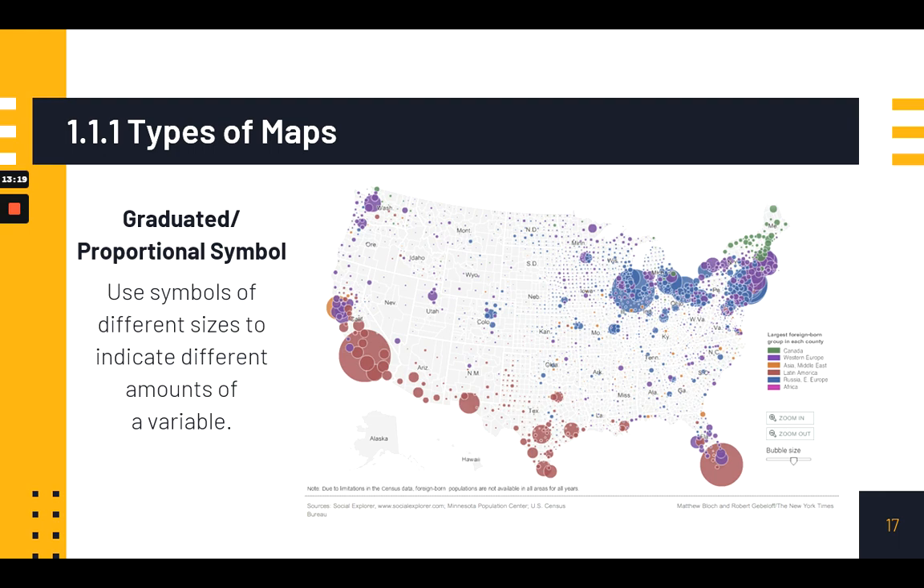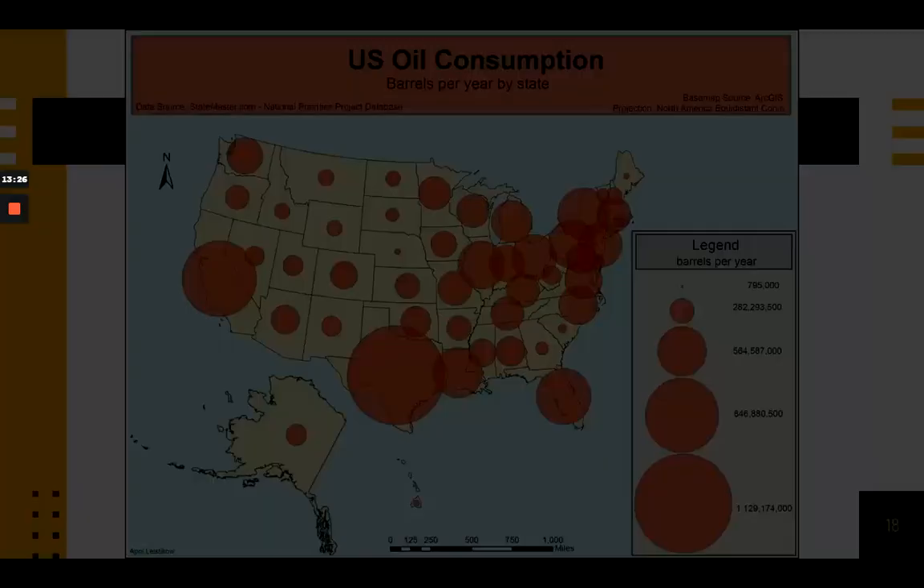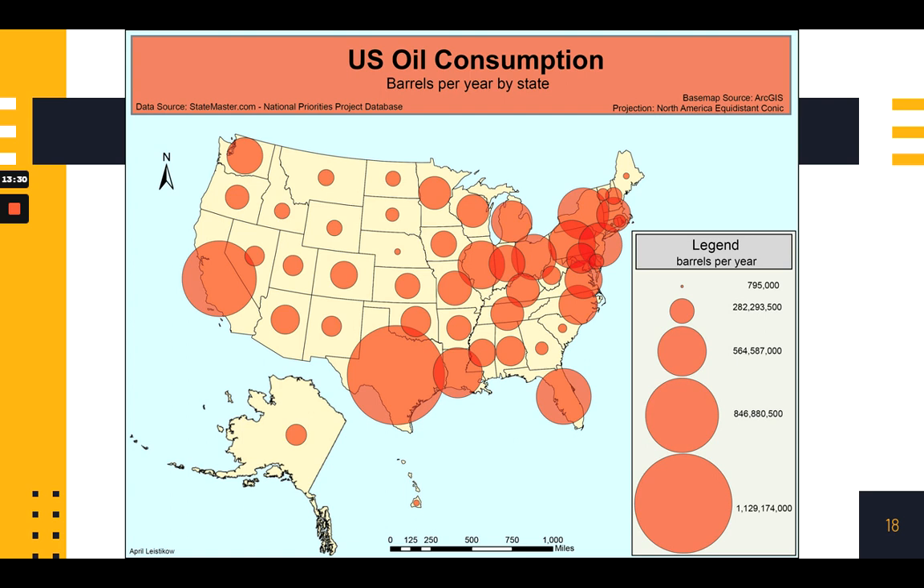Here's another proportion. What's it called? A graduated proportional symbol map. So this is on oil consumption. So which states use the most oil? Consume the most oil. Okay.